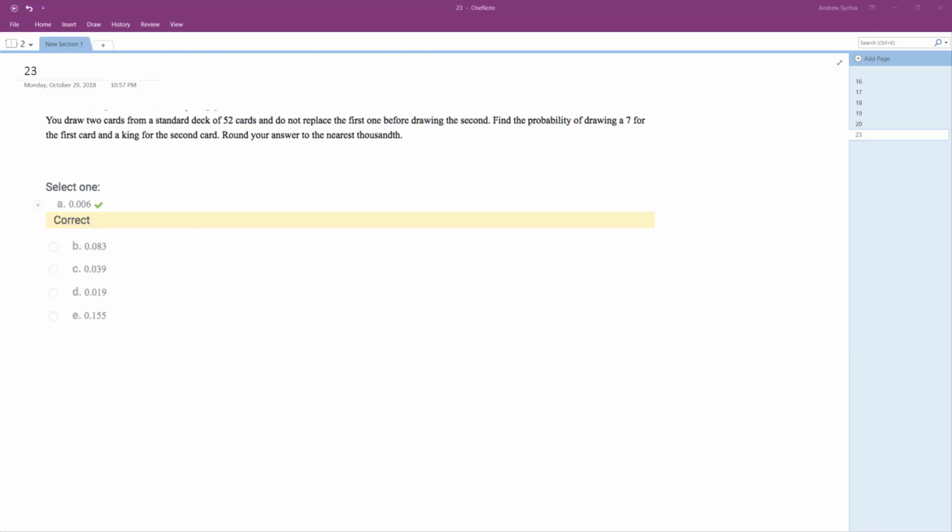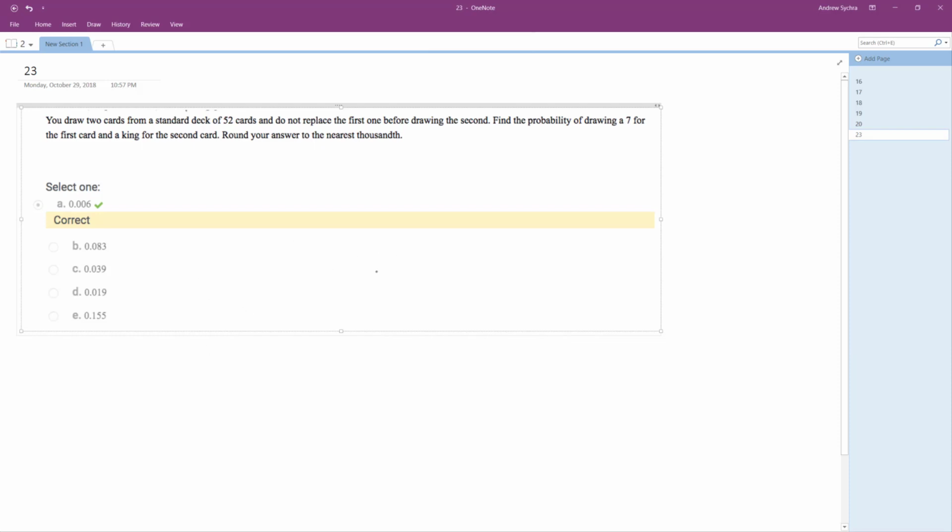So you draw two cards from a standard deck of 52. You do not replace the first one before drawing a second. So find the probability of a 7 for the first card, and then the second card you draw is a king. And then we don't do replacement on that.